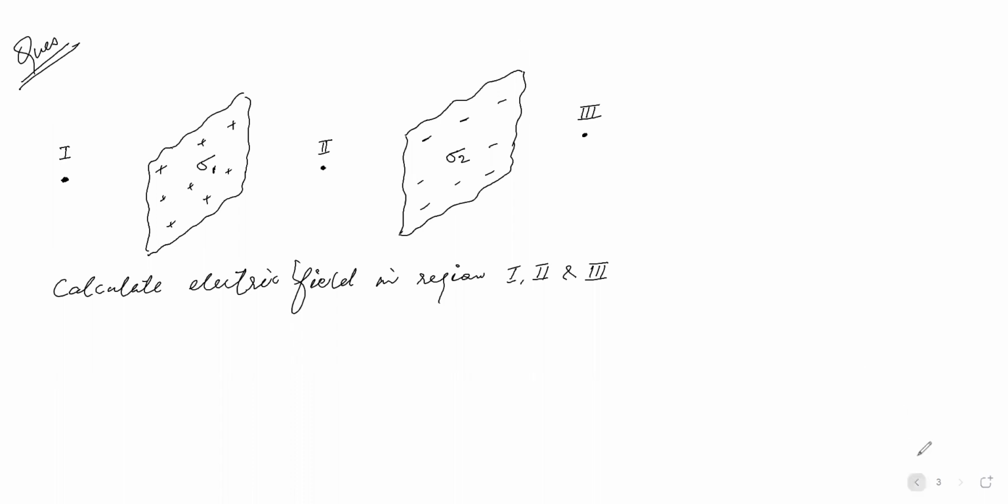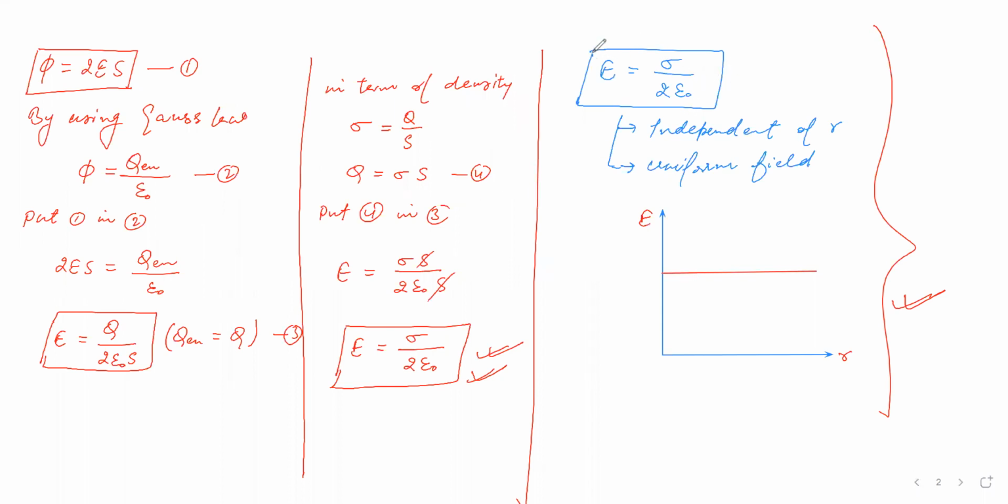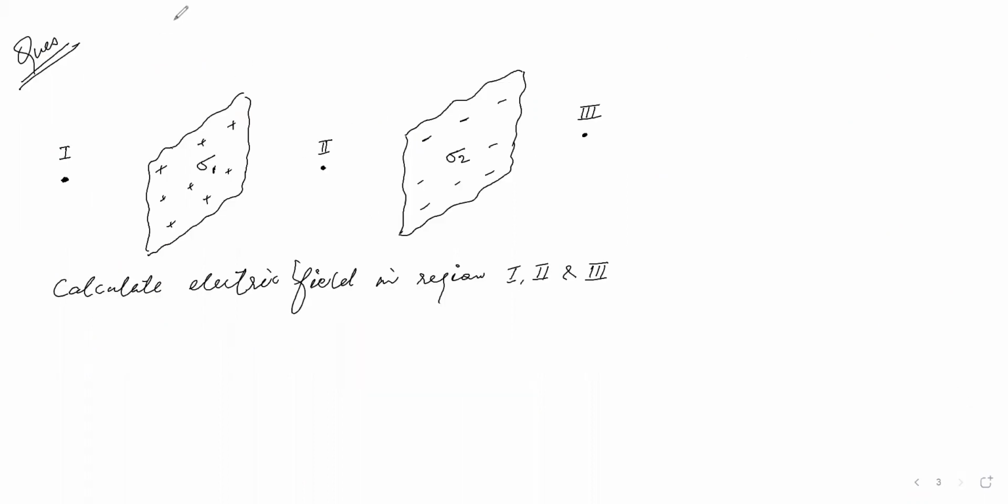remember that previously we have calculated the electric field due to plane sheet of charges, sigma over 2 epsilon naught. Okay, this is our main equation which is required here, sigma over 2 epsilon naught. In this question, it is asking that calculate the field in all of the region 1, 2, and 3. Anyone of you can tell me, please, what will be the direction of the electric field in region 1 due to sigma 1 plate?